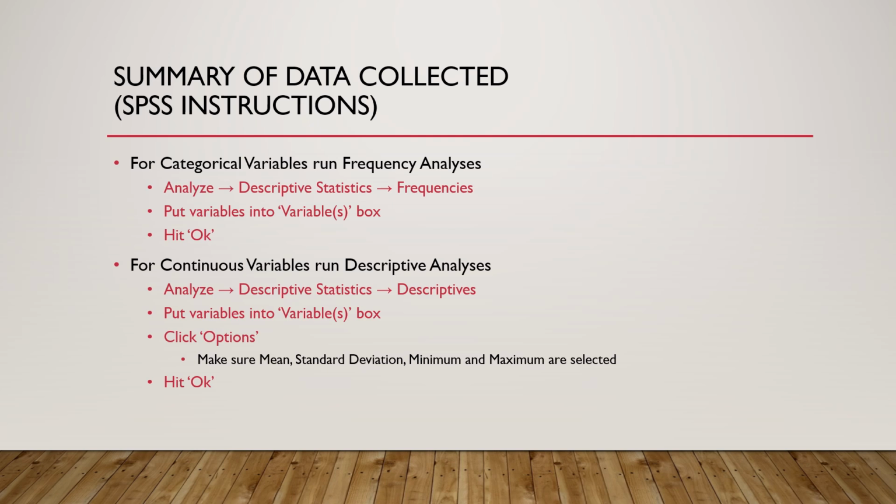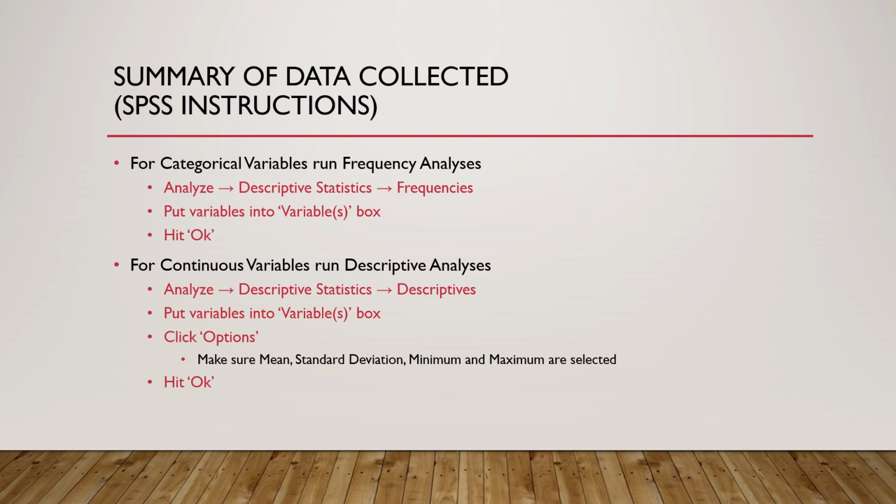If you're getting descriptives for your continuous variable, you need to do that descriptive analysis. Here you go: Analyze, Descriptive Statistics, and then Descriptives from the drop-down. Put the variables in the variable box the same way, but this time click Options and make sure that your mean, standard deviation, min and max are selected. That's the information that you need to report back.